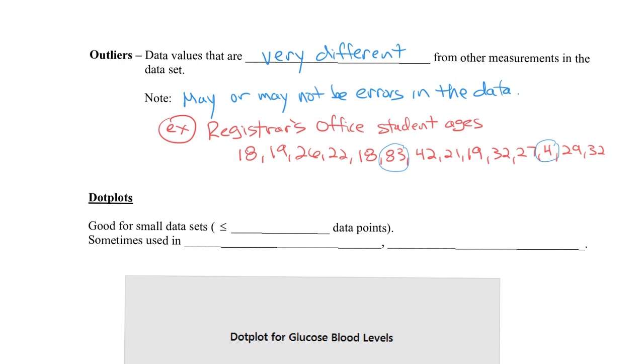Another type of graph we need to be able to read is a dot plot. Dot plots are good for small data sets, less than or equal to, I'd say, probably 40 or so. It's not written in stone, but 40 or so data points. They're sometimes used in marketing reports, and they're quite often used in medical literature.